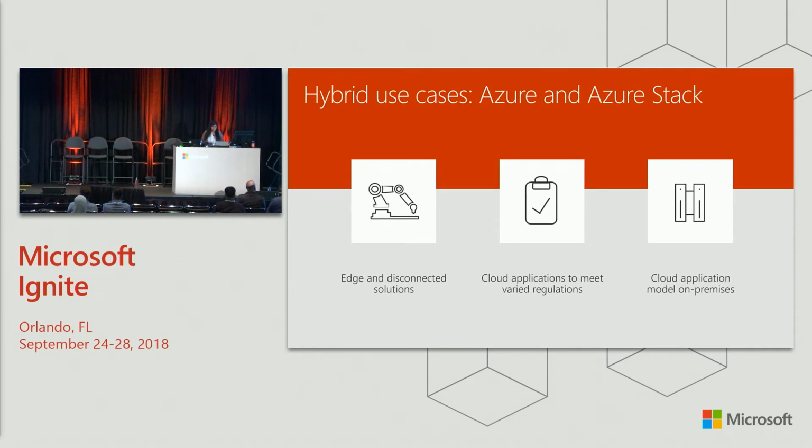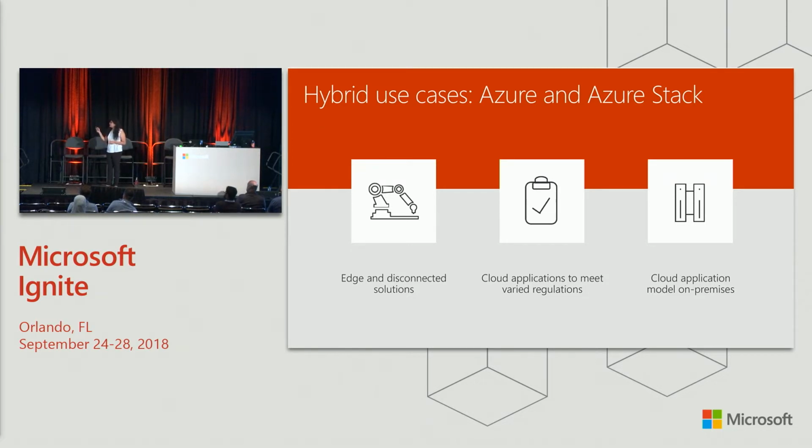I'd like to start off by talking about some of the hybrid use cases very briefly. The 3 hybrid use cases you think about when you talk about Azure Stack: first, edge and disconnected solutions. This is typically maybe on a factory floor or a mine shaft, when you don't have connection to the internet all the time, but you still want the power of Azure in your own data center. The second is cloud applications to meet varied regulations. I typically see this in financial institutions or governments where they have a lot of regulations to meet, and they're maybe not as comfortable with the public cloud yet, and they really want the power of Azure still in their data center, so Azure Stack again.